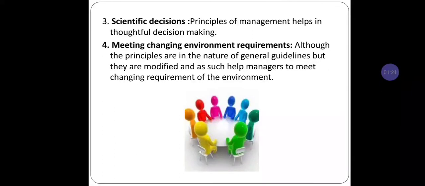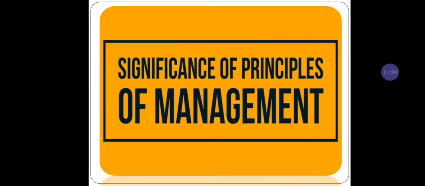And the fourth one, meeting changing environment requirements. I already explained that these principles are general guidelines. With these general guidelines, whenever we feel difficulty, we can modify them. With that modification, we can adapt to the changing environment. Understood? These are the significance of principles of management.